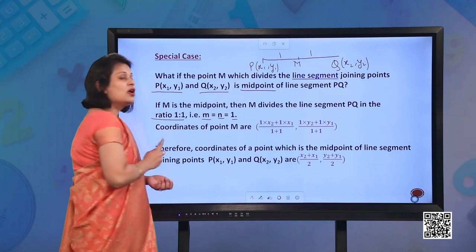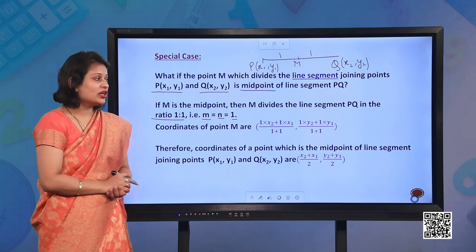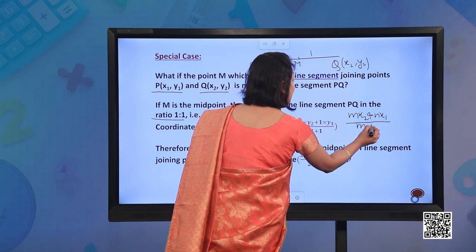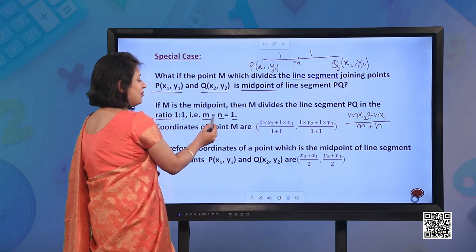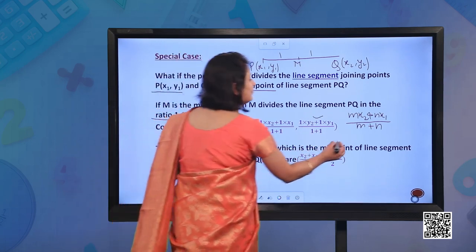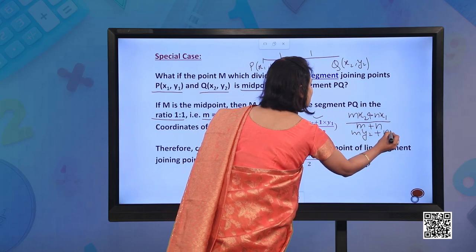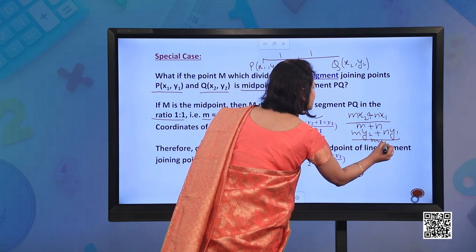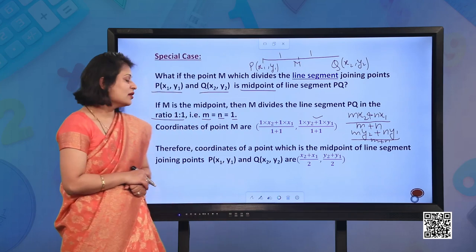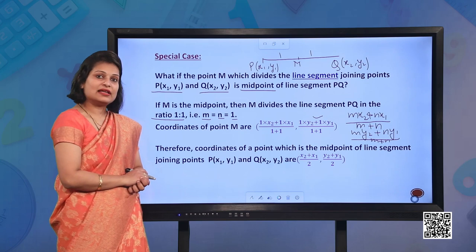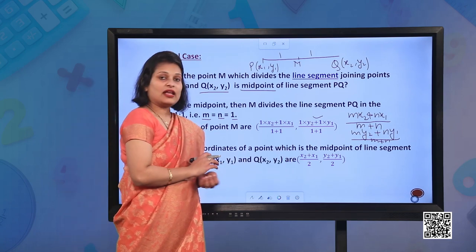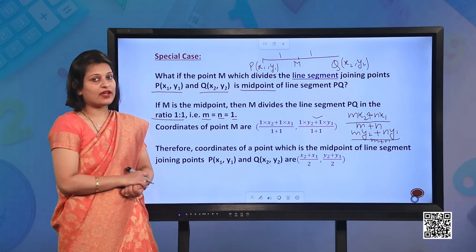So, m and n both are 1. Now, we have done the section formula for internal division, which was (m x2 plus n x1) upon (m plus n). So, simply replace m and n by 1. What will you get? (1 into x2 plus 1 into x1) upon (1 plus 1). And for y also, what we have? (m y2 plus n y1) upon (m plus n). Now, simply replace m and n by 1. What will you get? (1 into y2 plus 1 into y1) upon (1 plus 1). So, therefore, coordinates of the point which is the midpoint of line segment joining points P(x1, y1), Q(x2, y2) are (x2 plus x1) upon 2 and (y2 plus y1) upon 2.